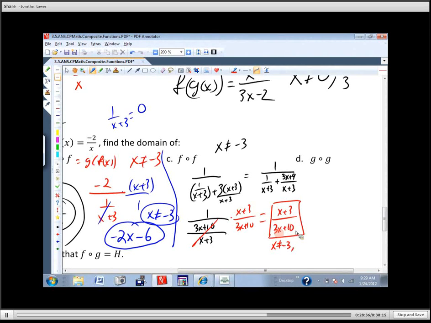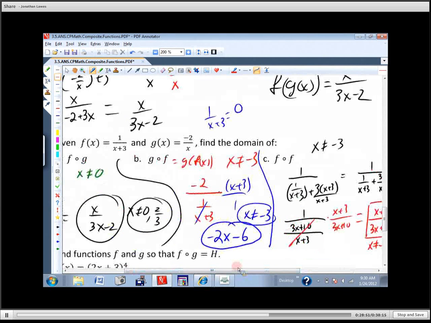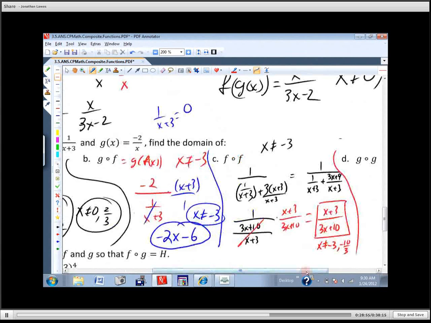Look in the simplified version. What would make this equal to 0? Negative 10 thirds. You got to throw out negative 10 thirds. Okay? Any questions? We said negative 10 thirds, right? No, it was 3x plus 9 and then we had 1 over here, so it's 3x plus 10. Okay, good question. Anything else?